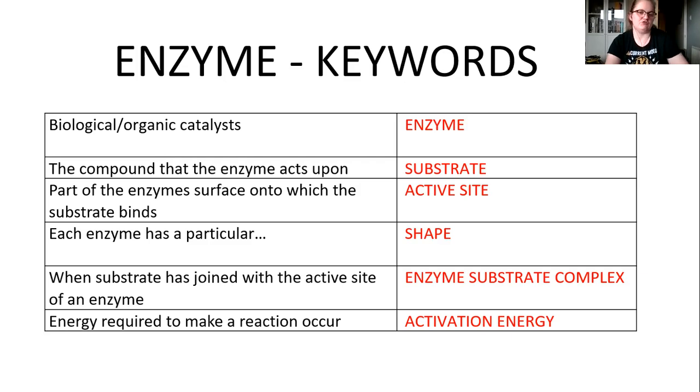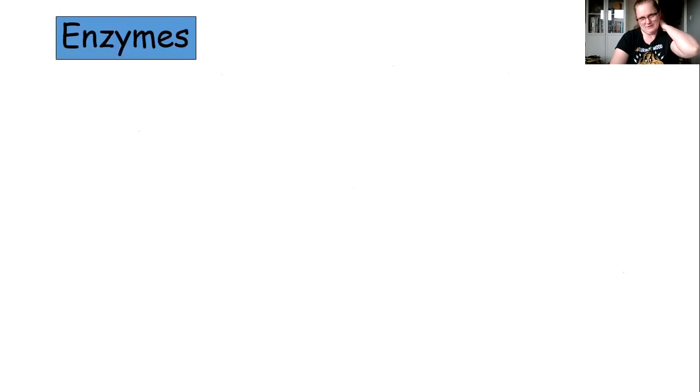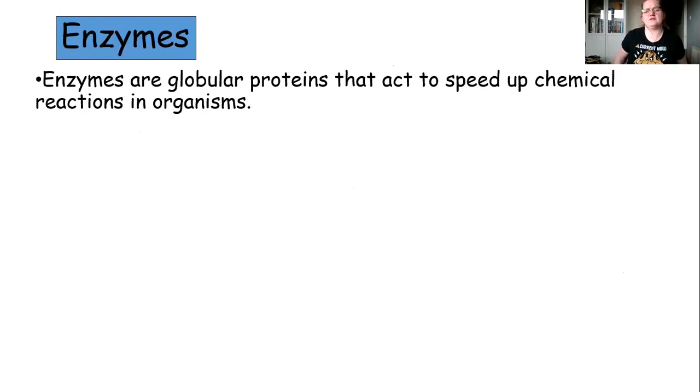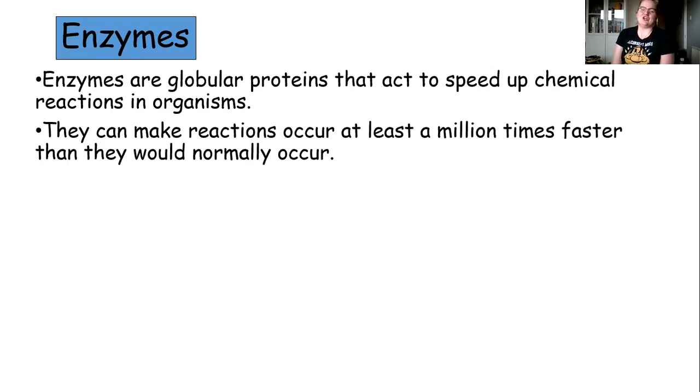And our energy required to make a reaction is our activation energy. So enzymes. Enzymes are globular proteins that act to speed up chemical reactions inside organisms. If it's a globular protein, these are proteins that are going to have a quaternary structure. So we're talking about complex proteins here made up of multiple polypeptide chains. They can make reactions occur at least 1 million times faster than they would normally occur.